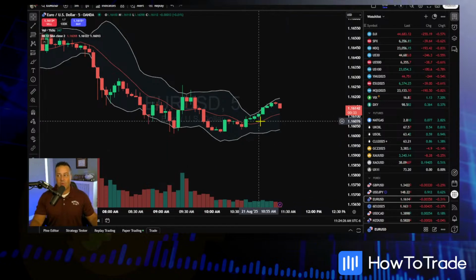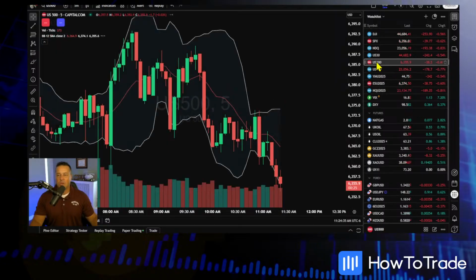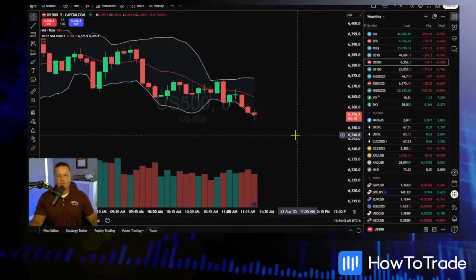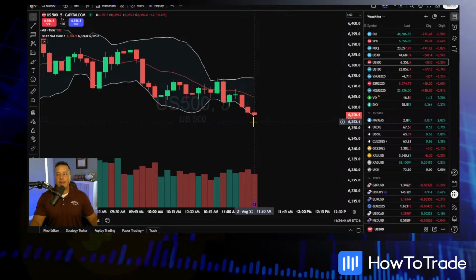So right here, Euro USD, we don't have anything. Let's go ahead and take a look. Let's check the spreads on some of these. We've got a rotational day right now setting up in the US 500. What's our spread? Okay, it's a very tight spread. What could we be looking to do right here? Let's say our trading day started right now.